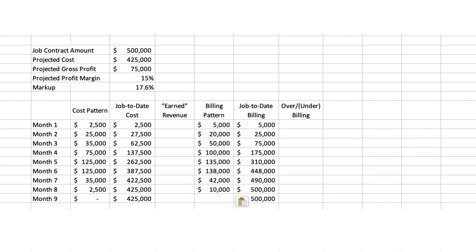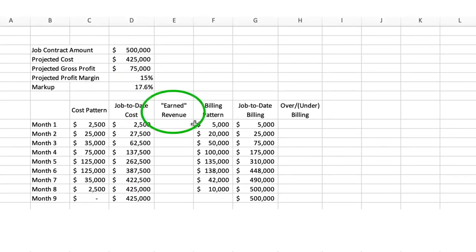You can see we peaked out at $138,000 in month 6. The total that was billed is $500,000, which was the contract amount. The total cost was $425,000 as projected.